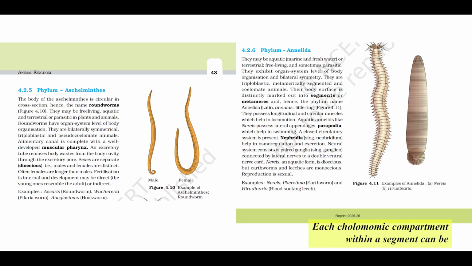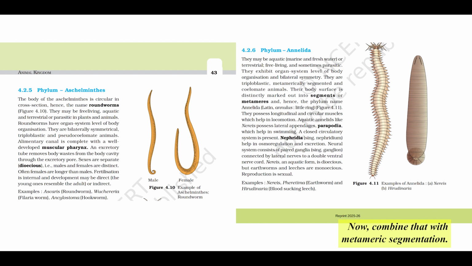Exactly. Each coelomic compartment within a segment can be pressurized somewhat independently. This allows for very precise and localized changes in body shape. The characteristic peristaltic movement of an earthworm, where waves of contraction pass down the body, is incredibly efficient for burrowing through soil, something unsegmented or pseudocoelomate animals really can't do as effectively.